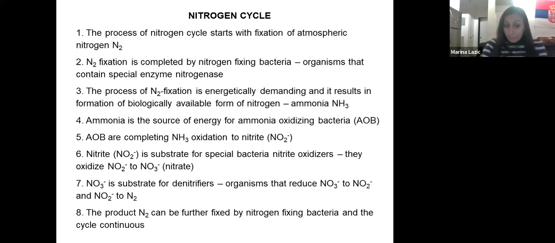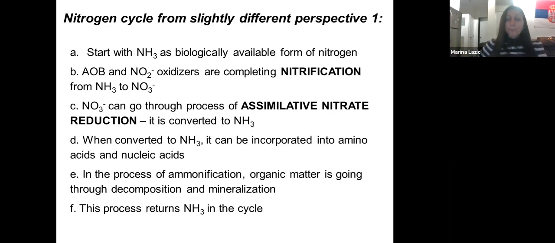Nitrate, NO3 minus, is a substrate for organisms called denitrifiers. They reduce NO3 minus to NO2 minus, and NO2 minus is also reduced to dinitrogen. This product, dinitrogen, is again fixed by nitrogen fixing bacteria, and the cycle goes on.